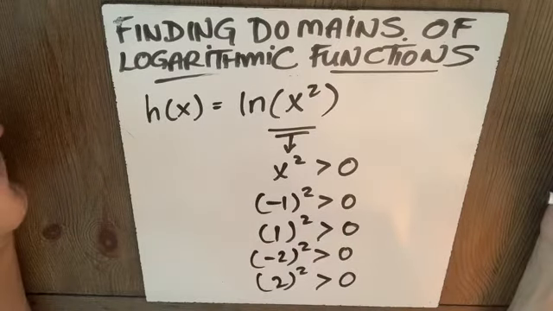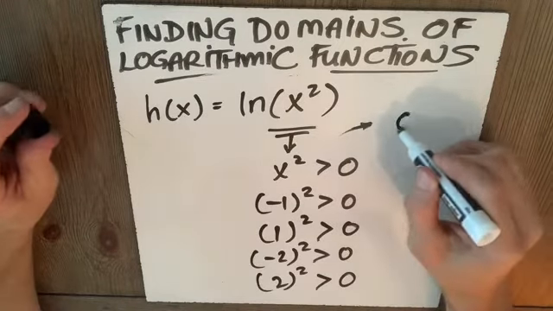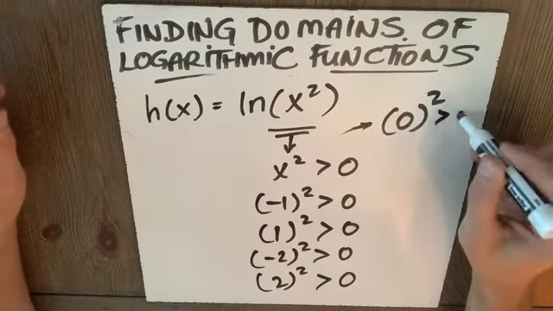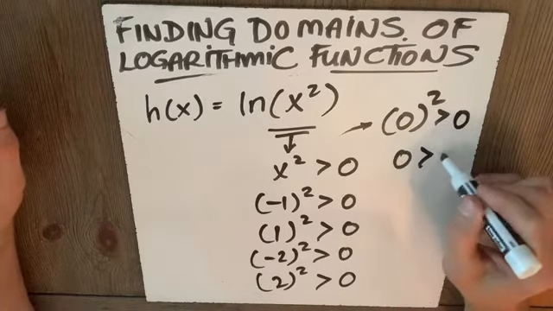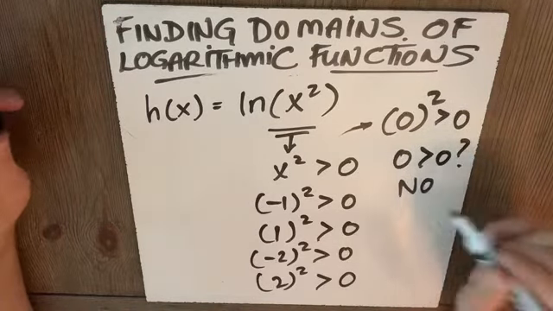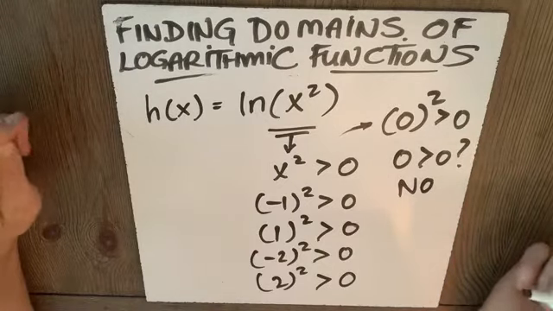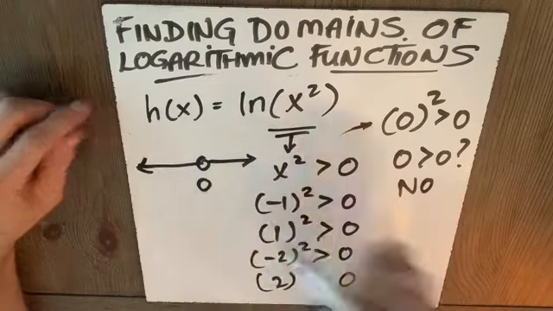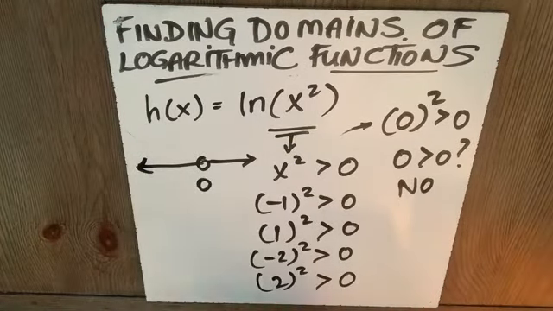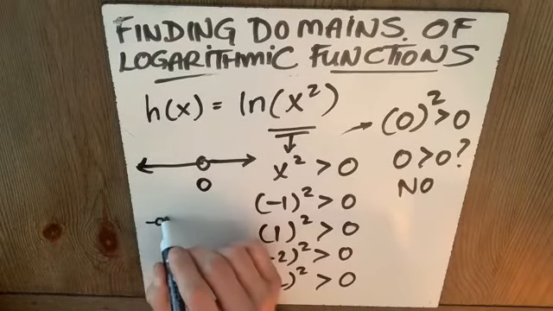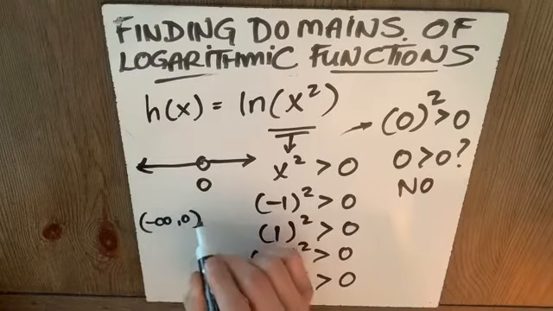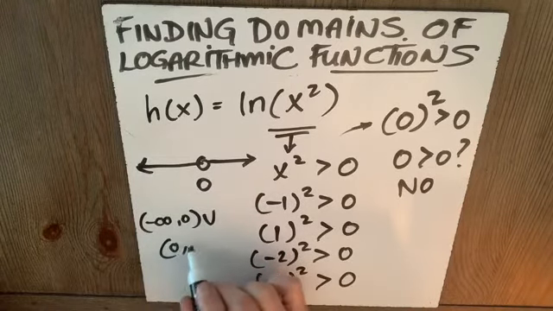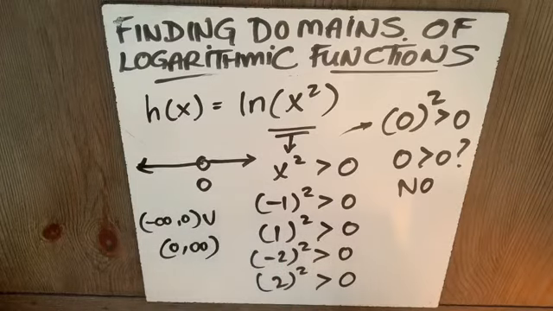What's the one value that won't give me a result greater than 0? How about if I put in a 0 for x? Is 0 squared greater than 0? Is 0 greater than 0? No. So the domain of this is all real numbers except 0. If I'm doing a number line, it looks like this. How do we interpret that? That would be negative infinity all the way up to 0, union 0 to infinity. So we're saying all real numbers except 0.